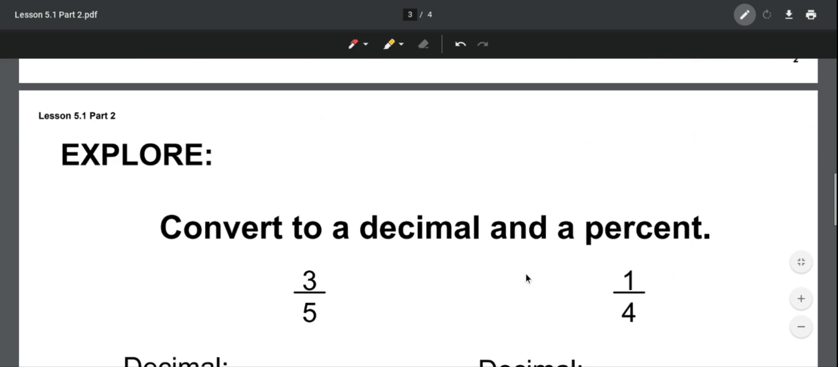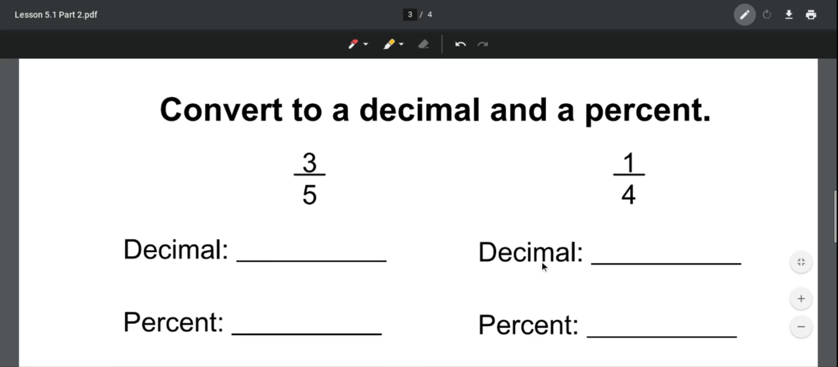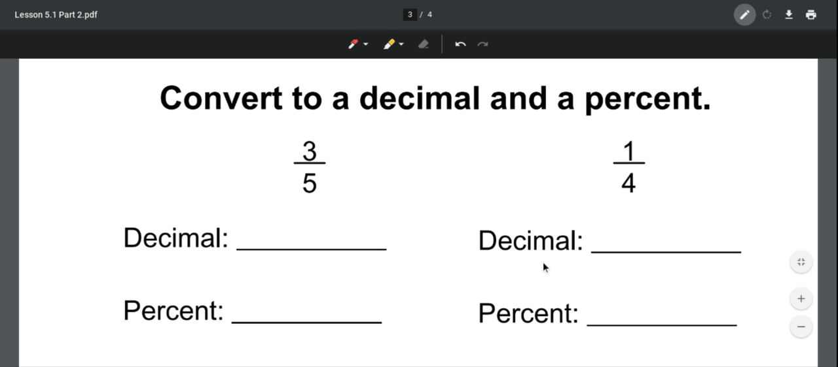In the next slide, we will be converting those fractions into a decimal and then also into a percent. To convert 3/5 into a decimal, we divide the numerator by the denominator. When we do this on our calculator, we get 0.6. Again, we will divide the numerator by the denominator. 1 divided by 4 will give me 0.25.